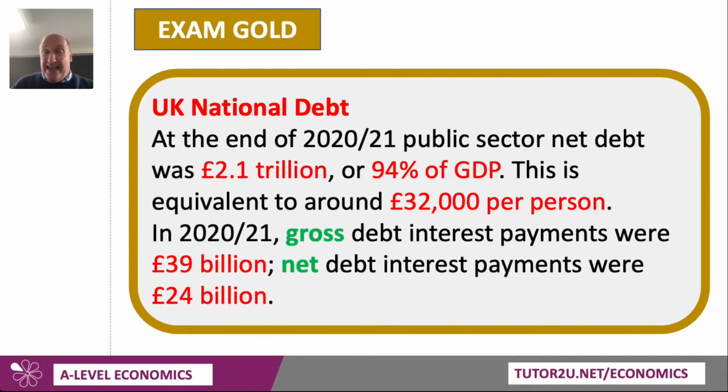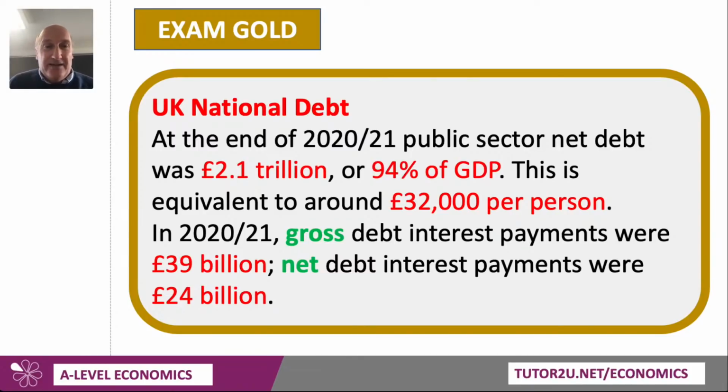Although in net terms it's less, because a lot of the debt is owned by the Bank of England through quantitative easing. So a lot of the government interest payments go to the Bank of England rather than leave the economy. So net interest payments, 24 billion.